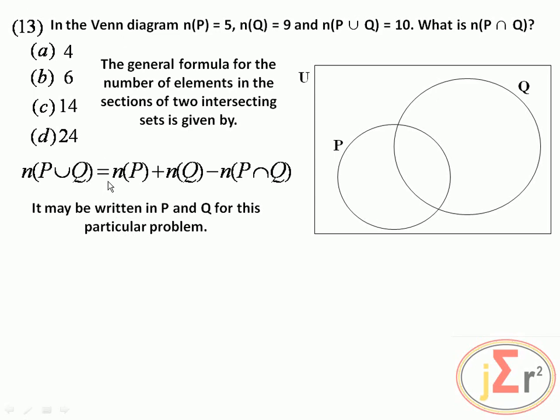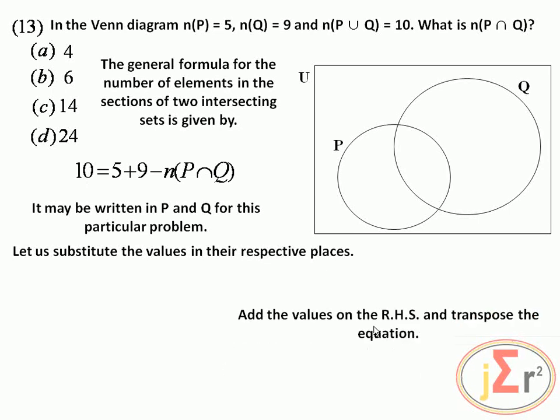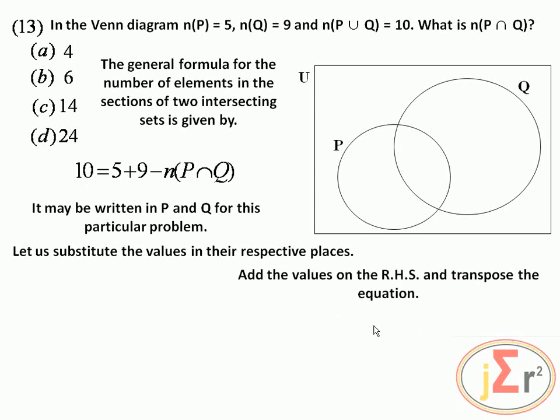What do we have from up here? We have n(P) is 5, n(Q) is 9, and the union is 10. Let us substitute the values in their respective places. Then add the values on the right hand side and transpose the equation.